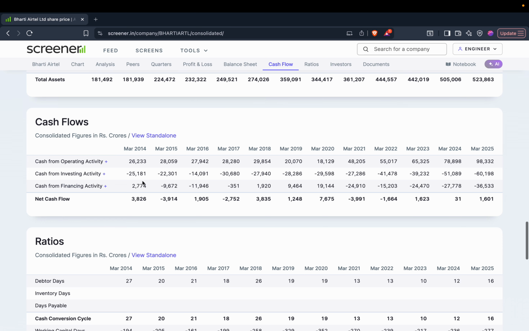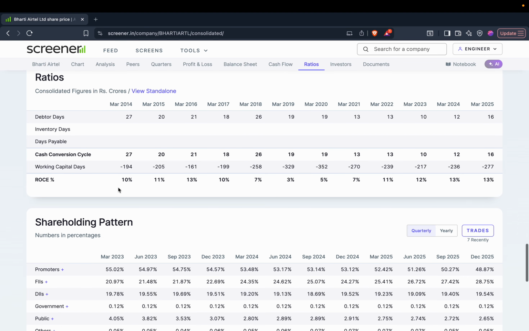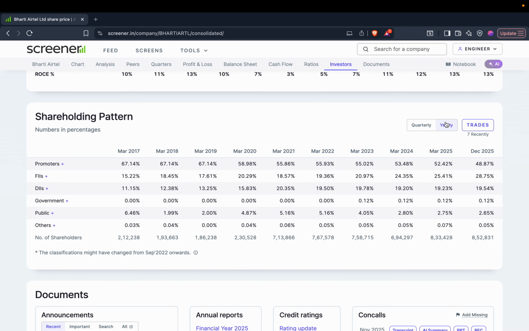You can look at the cash flows, what has come from operating activity, what has gone into investments, what came from financing. In this case, it is negative, so I think they've returned some borrowings or credit costs. Now, the debtor days, cash conversion cycle, all of that, and the shareholding pattern, like promoters were holding 55.02% in March of 2023. Today, they're holding 48.87%. You can even turn this to yearly charts.